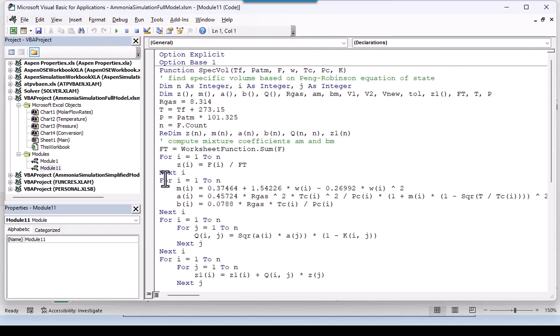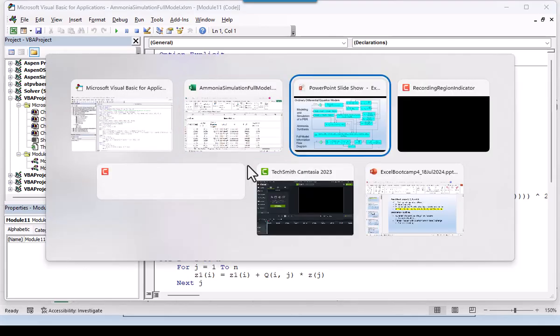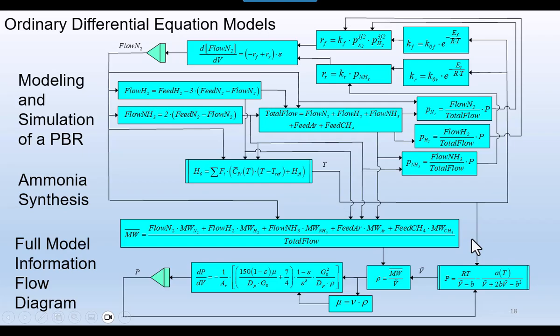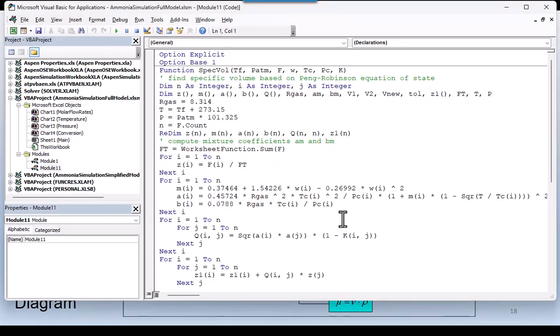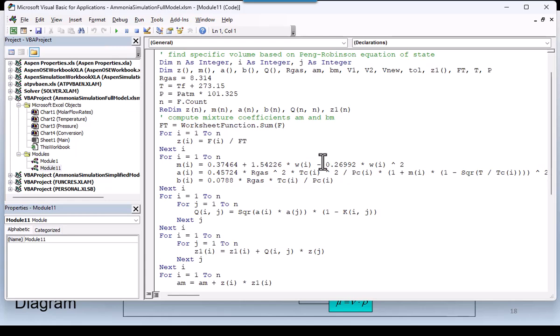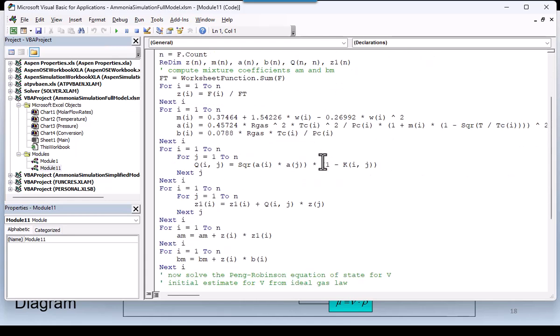And then the second part of VBA is the one that solves for the specific volume, and that is this part down here, all right? And so for the specific volume, it is just a series of code that goes through all of the calculations to come up with the M sub i, the A sub i, and the B sub i for the individual components. And then it computes the Q matrix here, all right? Computes the Q matrix.